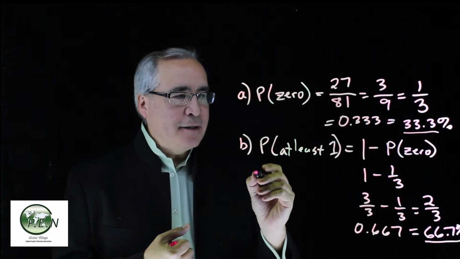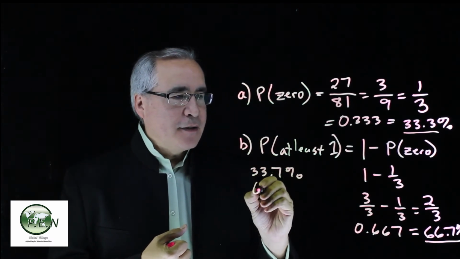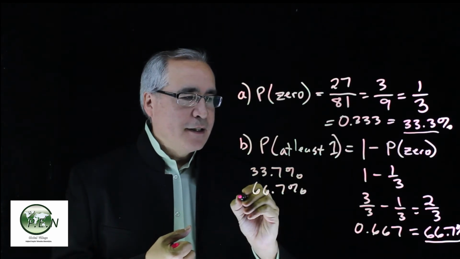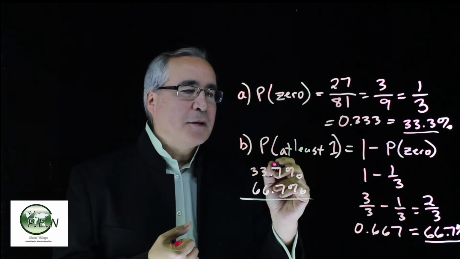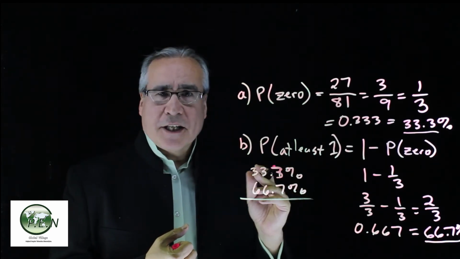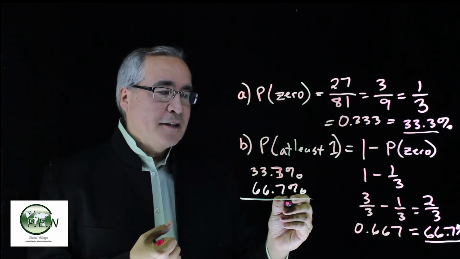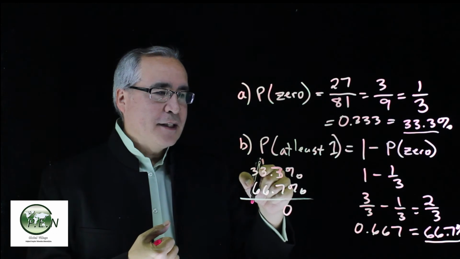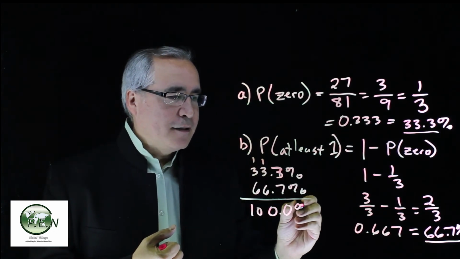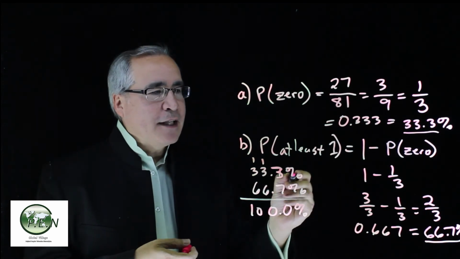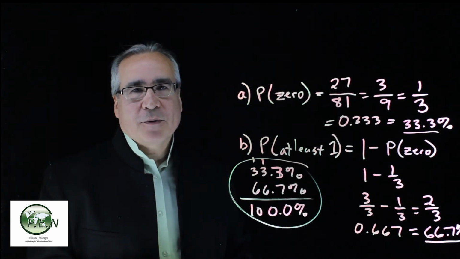Okay. Now, just to connect these two, what if I took the answer to part A and the answer to part B and I added them together? 33.3% plus 66.7%. Look what happens. Shouldn't get ahead of myself. Okay. 3 plus 7 is 10. Carry the 1. 6 and 3 is 9, plus 1 is 10. Carry the 1. Ooh, we got 100%. We got everything. So if we count everything, we should always get 100%. That's question 6.